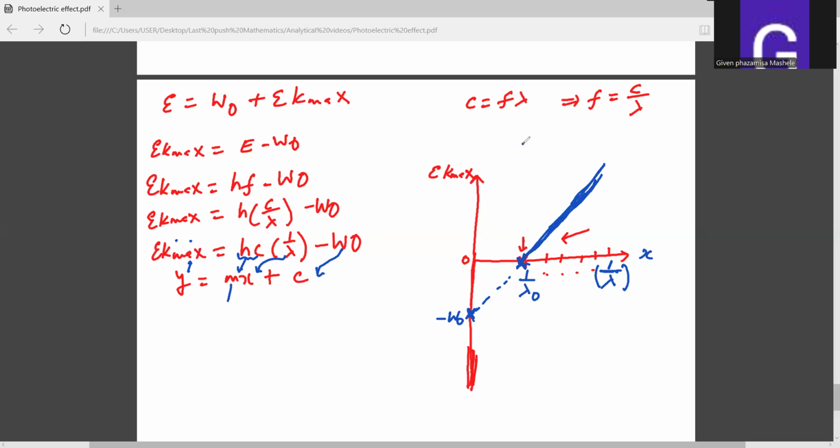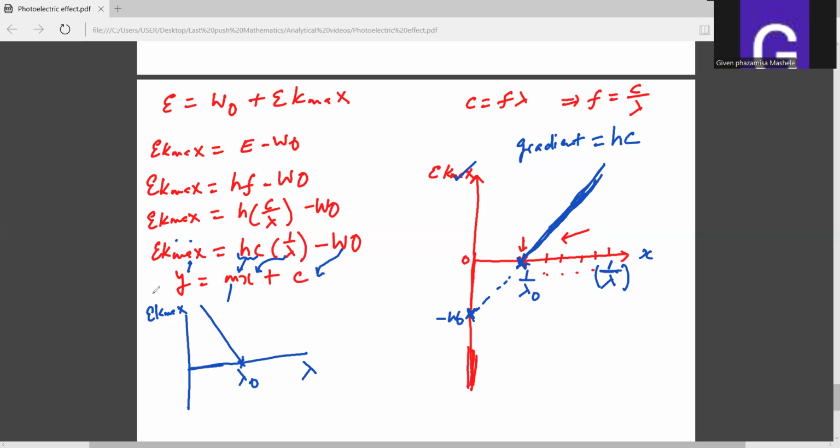So it means if you are calculating the gradient between the EK maximum and 1 over lambda, you must know the gradient is H times C. It's Planck's constant times the speed of light, unlike when we have kinetic maximum and frequency. So if we want the graph for EK maximum and just the wavelength, not 1 over wavelength, you have to take the reciprocal of that. By taking the reciprocal, the graph will change and become something like this. It will be a decreasing one, which means this will not be 1 over lambda, this will be lambda naught.